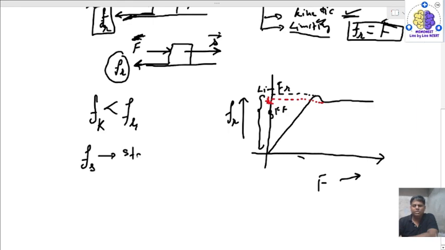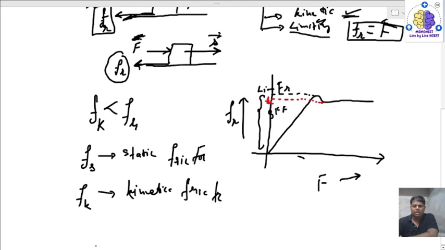This is the static frictional force. Your Fk will be your kinetic frictional force, and Fr we generally represent for limiting frictional force, right? Limiting frictional force.